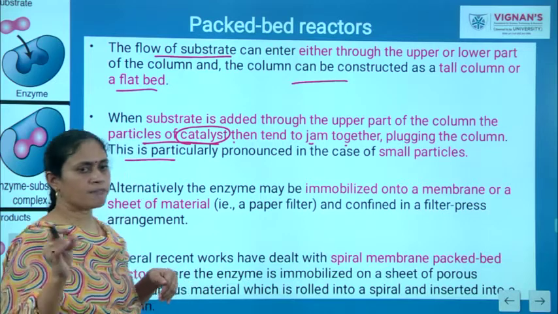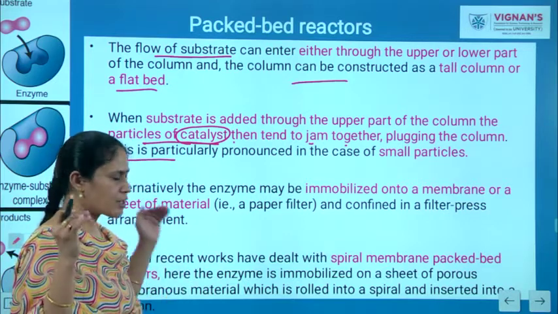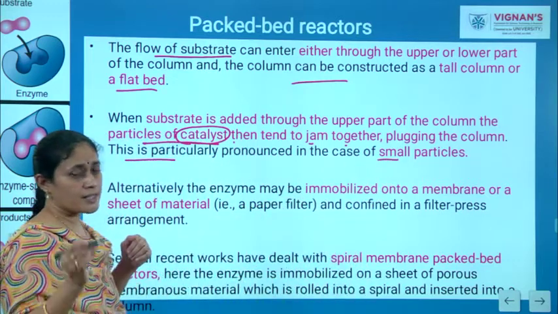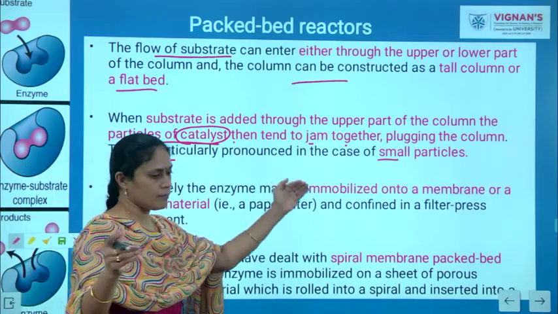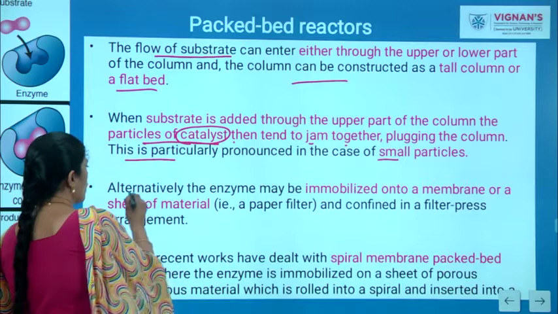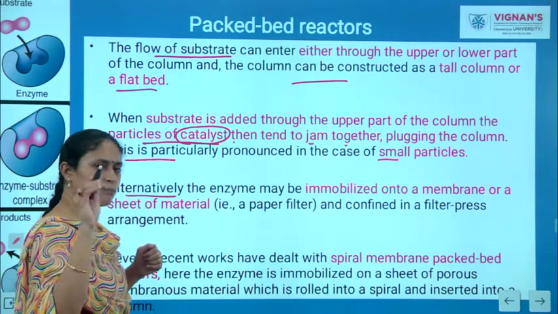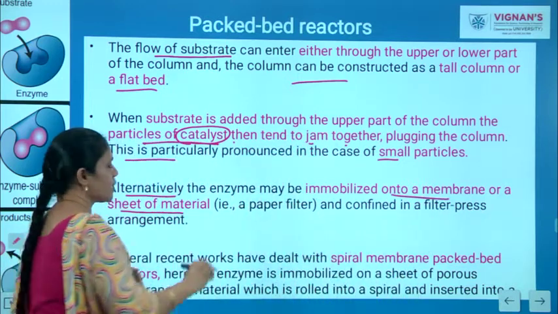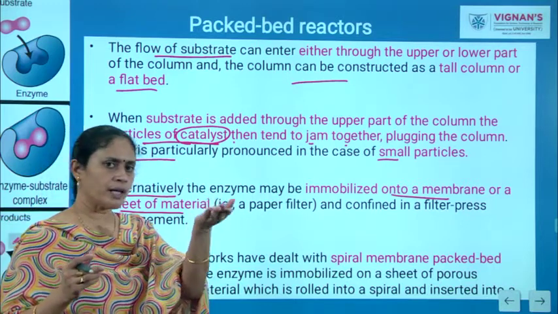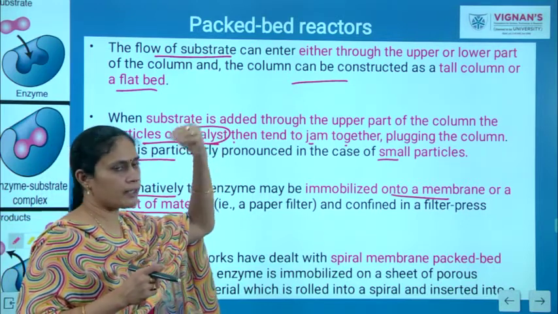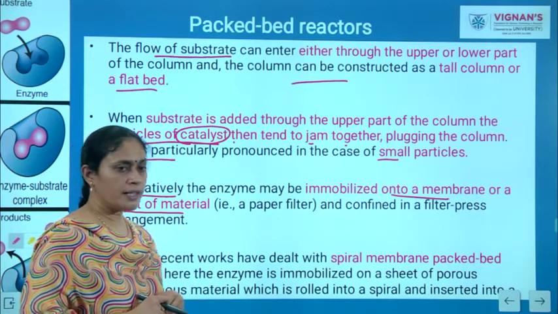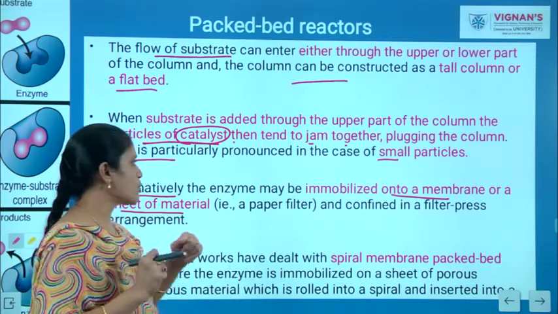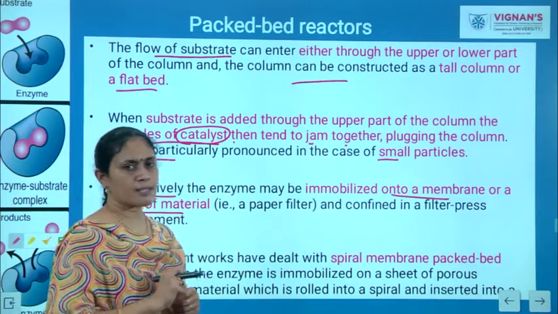For example, if you consider your free enzyme, or enzyme which is in small size, then definitely there is a chance of jamming together of your enzyme and your substrate. Alternatively, what we can do is immobilize the enzyme onto a membrane or a sheet which is available. Let us think you have taken a free enzyme within your reactor and you have supplied the substrate into your reactor. Then there is every chance that your enzyme will be in contact with your substrate, and sometimes there will be a chance of jamming together of your enzyme and substrate.